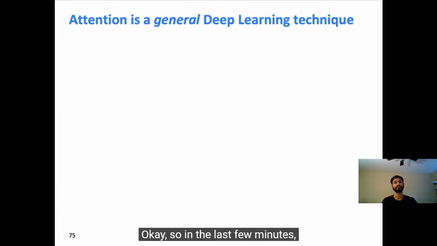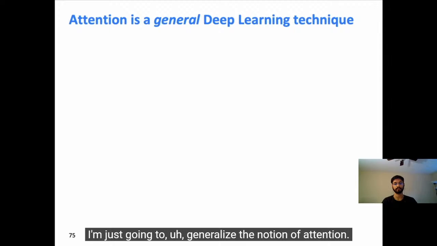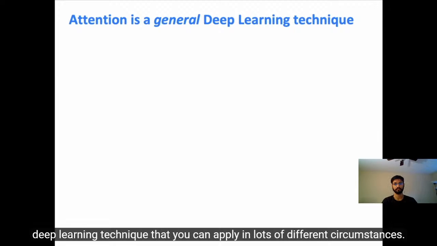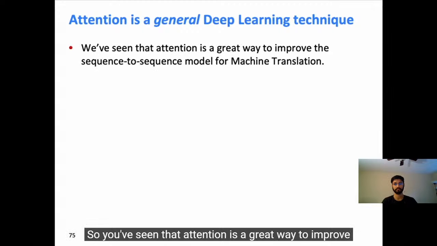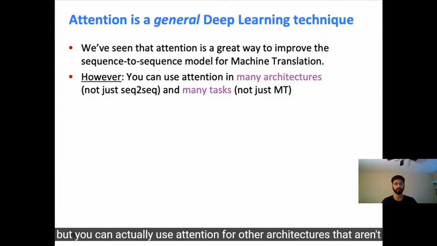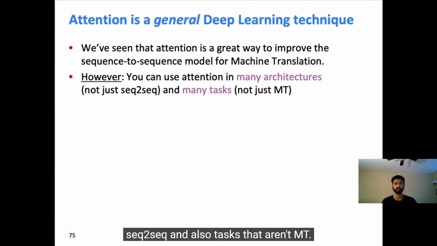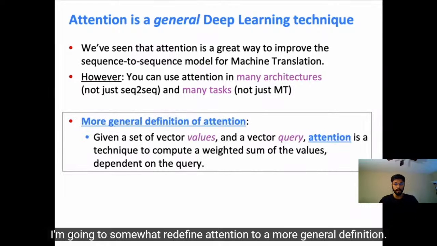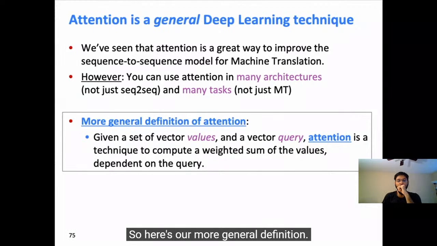Okay, so in the last few minutes, I'm just going to generalize the notion of attention, because it turns out that attention is actually a very general deep learning technique that you can apply in lots of different circumstances. So we've seen that attention is a great way to improve the sequence-to-sequence model for MT, but you can actually use attention for other architectures that aren't seq-to-seq and also tasks that aren't MT. So to understand this, I'm going to somewhat redefine attention to a more general definition. So here's our more general definition.